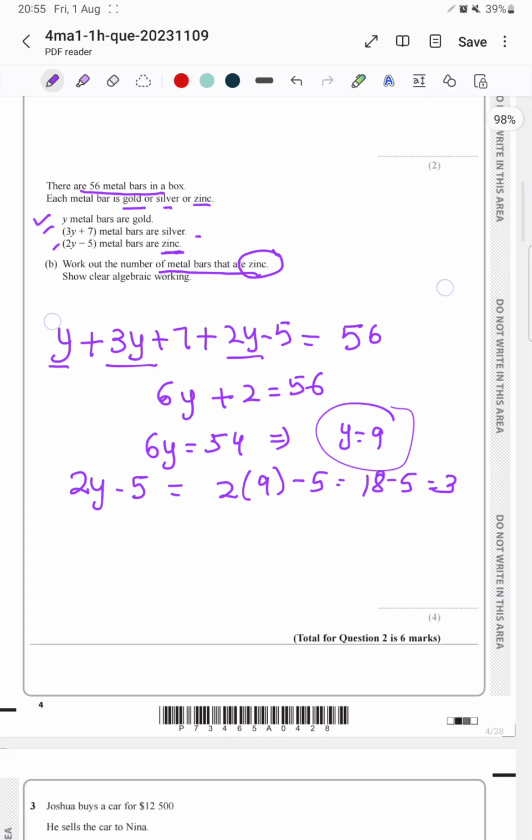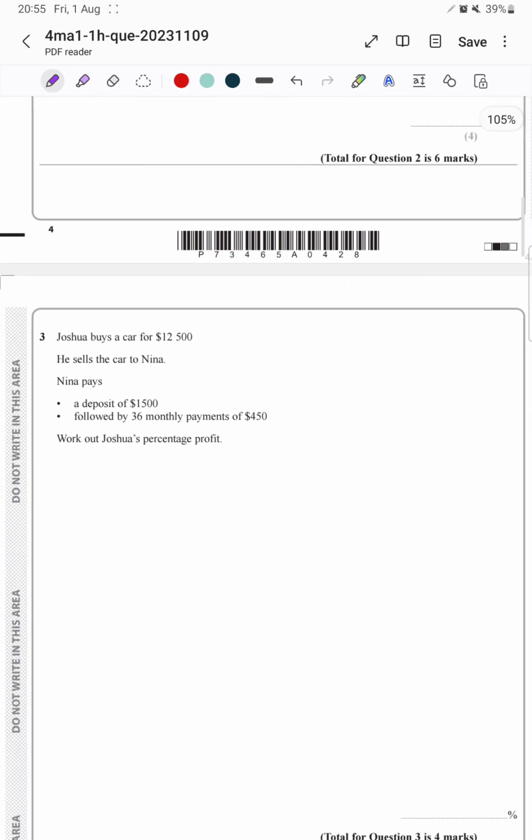Then we have our next question. Joshua buys a car for $12,500. He sells the car to Nina. Nina pays a deposit of $1,500 followed by 36 monthly payments of $450. Work out Joshua's percentage profit.